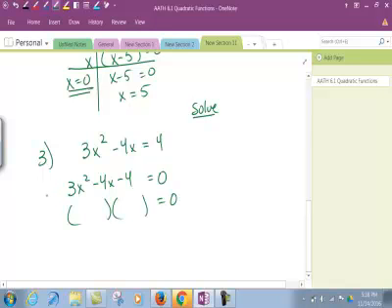And whenever the leading coefficient, that 3 there, is not equal to 1, it's just a little bit more challenging. We call it the guess and check method. Nobody likes this method because sometimes our guesses are wrong the first time and we have to go back and guess again. The way we start this out is we look at 3x squared and we ask ourselves, how do we multiply to 3x squared? Well, that's 3x and x.